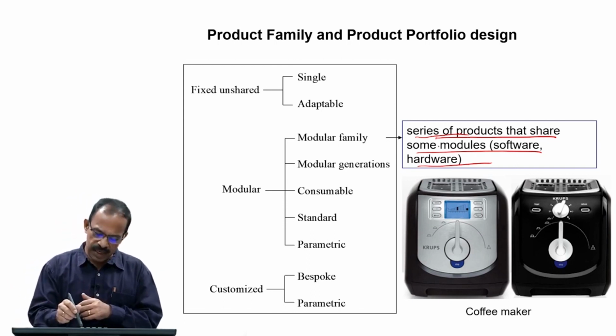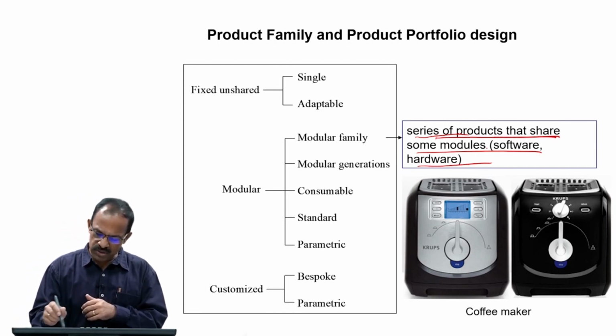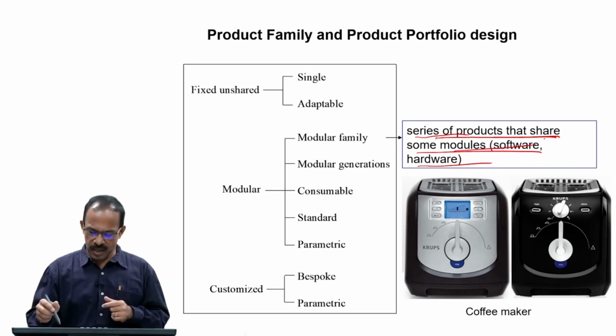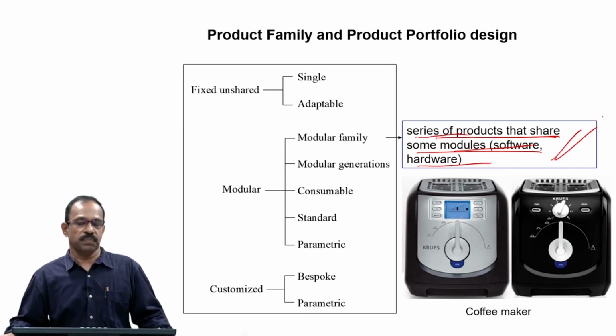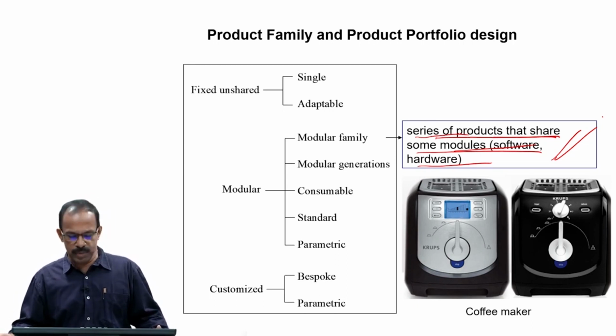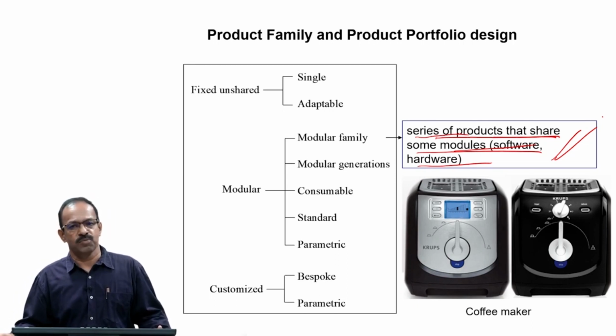So, if they can share the modules, software and hardware, then we call this a modular family of products. That is known as the modular family, where the modules are shared amongst the family members. That kind of architecture is known as modular family.